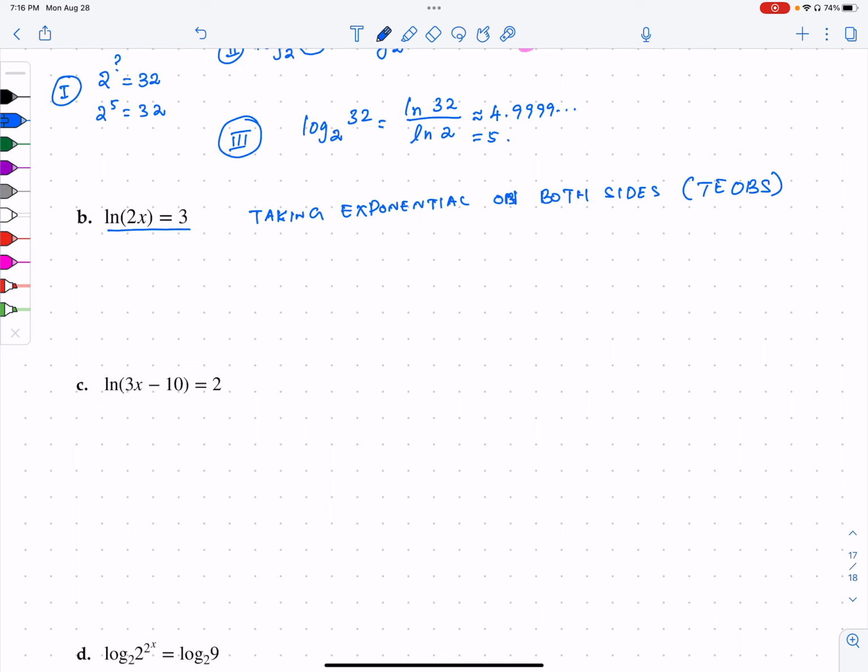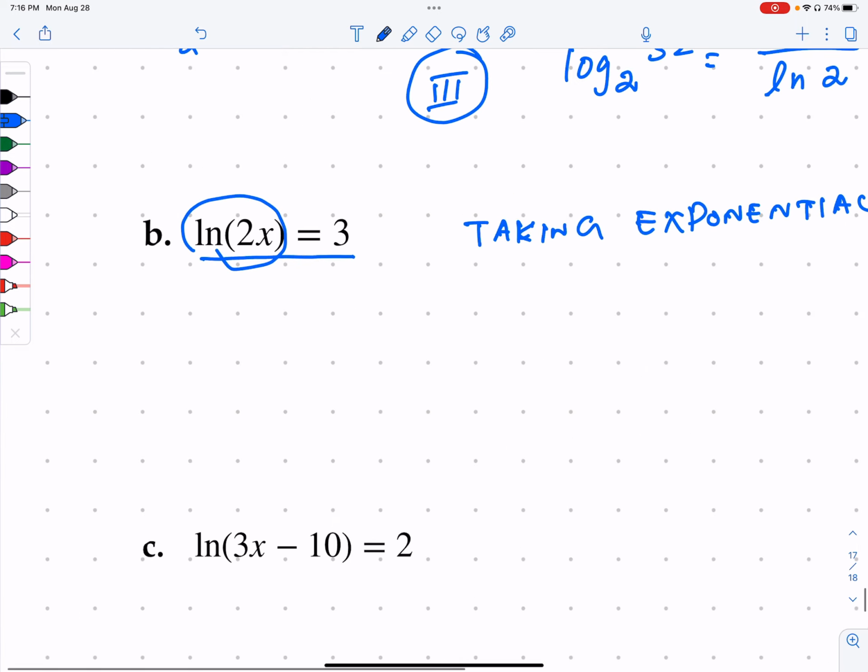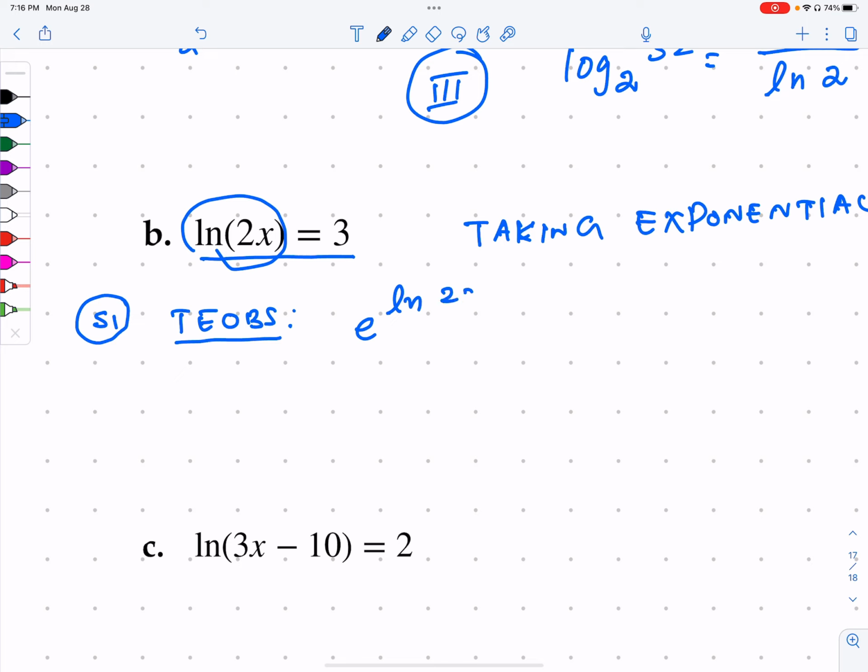What do we mean by that? You look at the base, in this case it's ln, so the base is e. So step 1 would be taking exponentials on both sides, which would be e to the ln of 2x is equal to e to the 3.